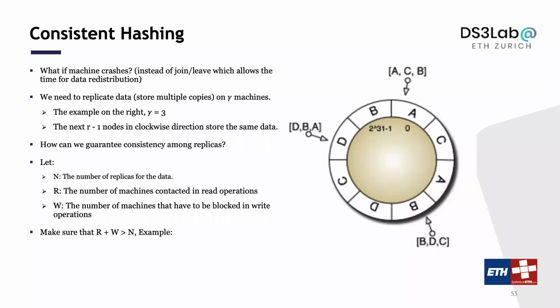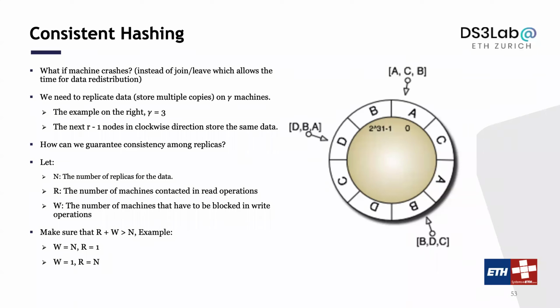you are dealing with a trade-off between how many workers I need to block when I do an update, and also how many replicas I need to read for each request. But in principle, as long as these two numbers, R and W, sum together larger than N, it's fine. For example, you have N replicas of data. Whenever I update something, I make sure all the N machines are getting updated. If you do that, whenever you read something, you only need to read a single replica.